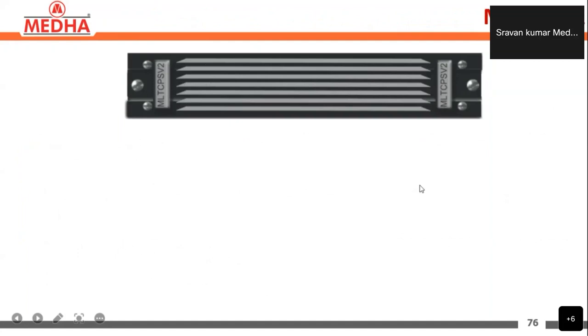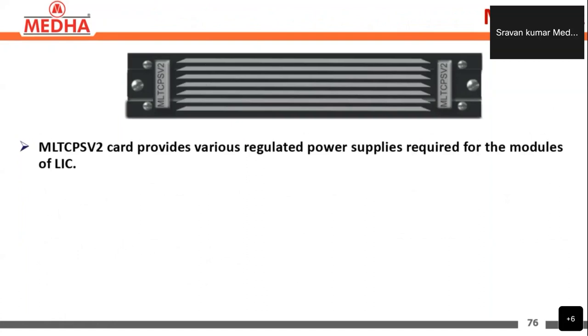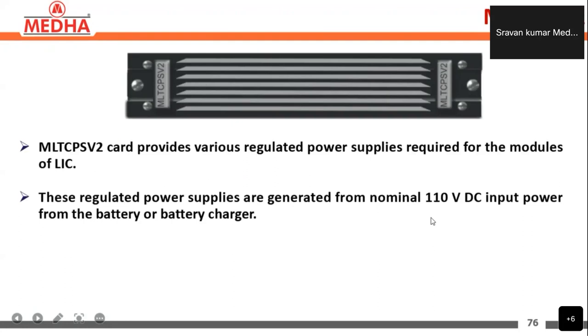Next, MLDC PS. This is the power supply card here. As usual, we have seen the power supply card in the vehicle control unit. Here also the power supply card function is the same. This card provides the regulated power supplies required for the modules of the LICC. These regulated power supplies are generated from the nominal 110 volts that is coming from the locomotive battery or battery charger.